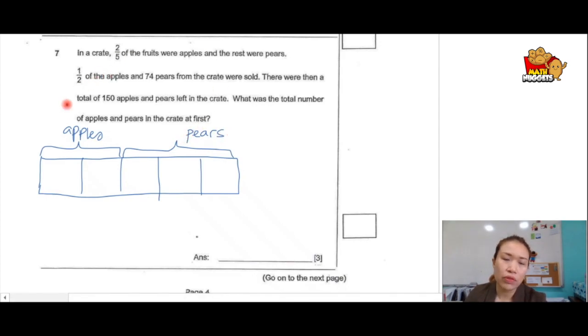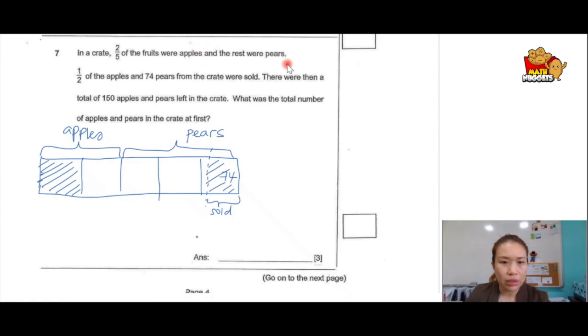Then they tell us that half of the apples were sold. So okay, this one sold. They also tell us that 74 pears were sold. But we don't know how much is 74, right? So I'm just going to indicate one part here. I call this the 74, okay? And then this was sold as well.